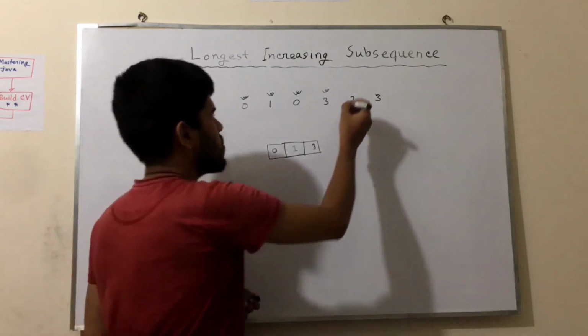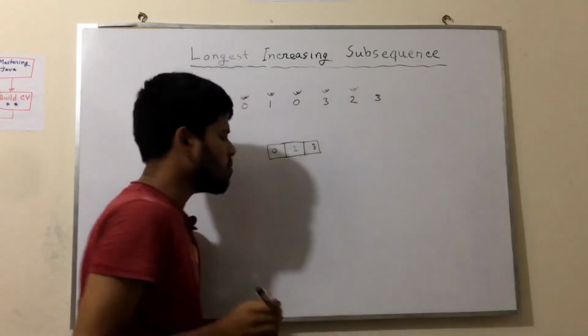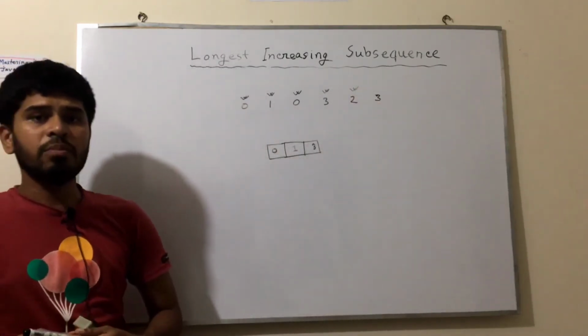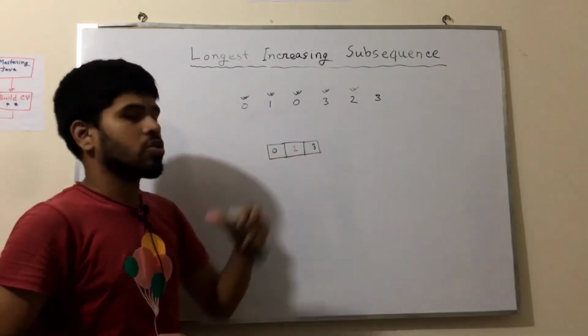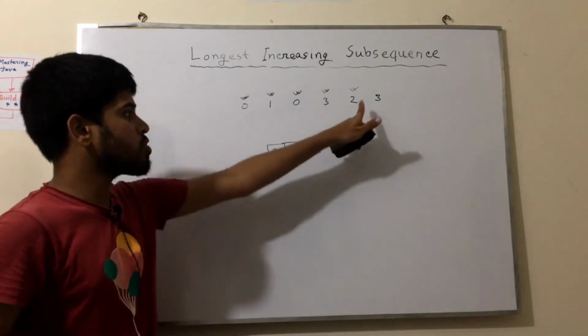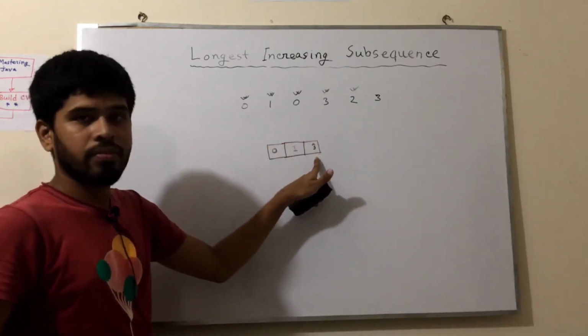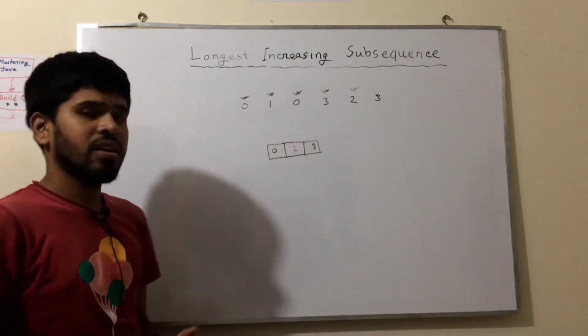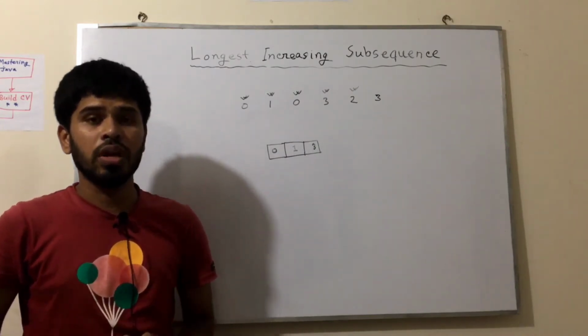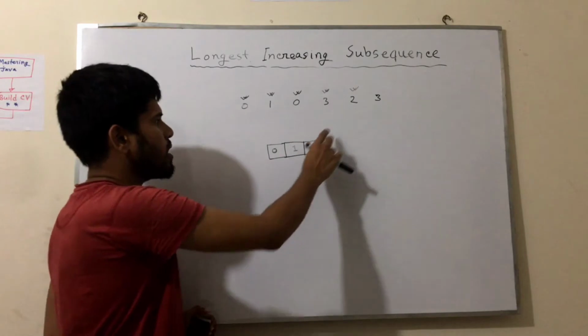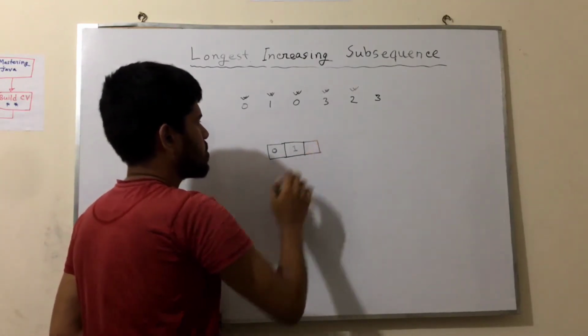Now let's move forward. We have 2. Now I am going to update the immediate next of 2. What is the immediate next of 2? That is 3. How can we find that? We can find that using the binary search algorithm. We will see when we implement our algorithm. So let's update the immediate next of 2, that is 3.